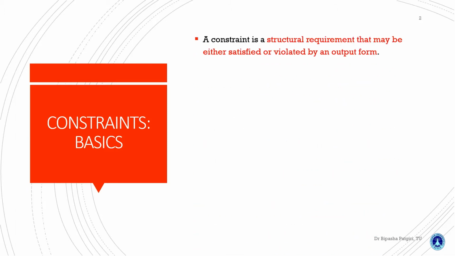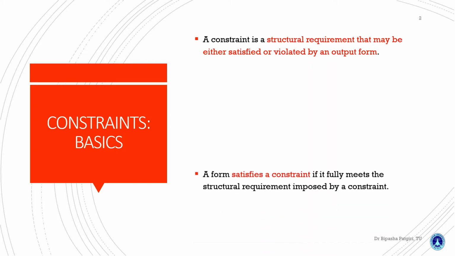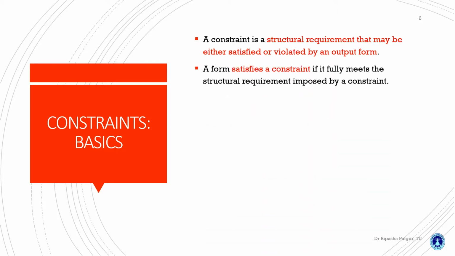A simple definition of a constraint is that it's a structural requirement that may be either satisfied or violated by any output form. These two terms are very important: a constraint may be satisfied or violated. A form is said to satisfy a constraint if it fully meets the structural requirement imposed by a particular constraint. Here, a form means a linguistic form, let's say a syllable, and a constraint means any type of constraint, for example, markedness and faithfulness.